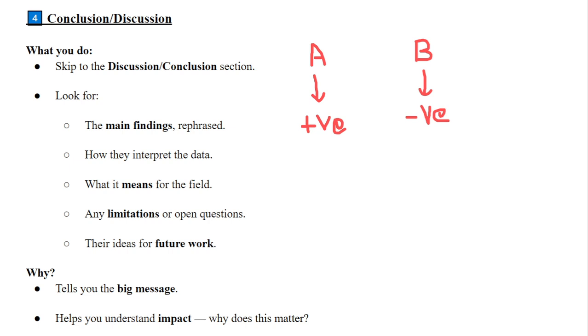The discussion and the conclusion are based on the results. Some people get positive results, some people get negative results. Don't think it is a good paper or a bad paper just because of that.